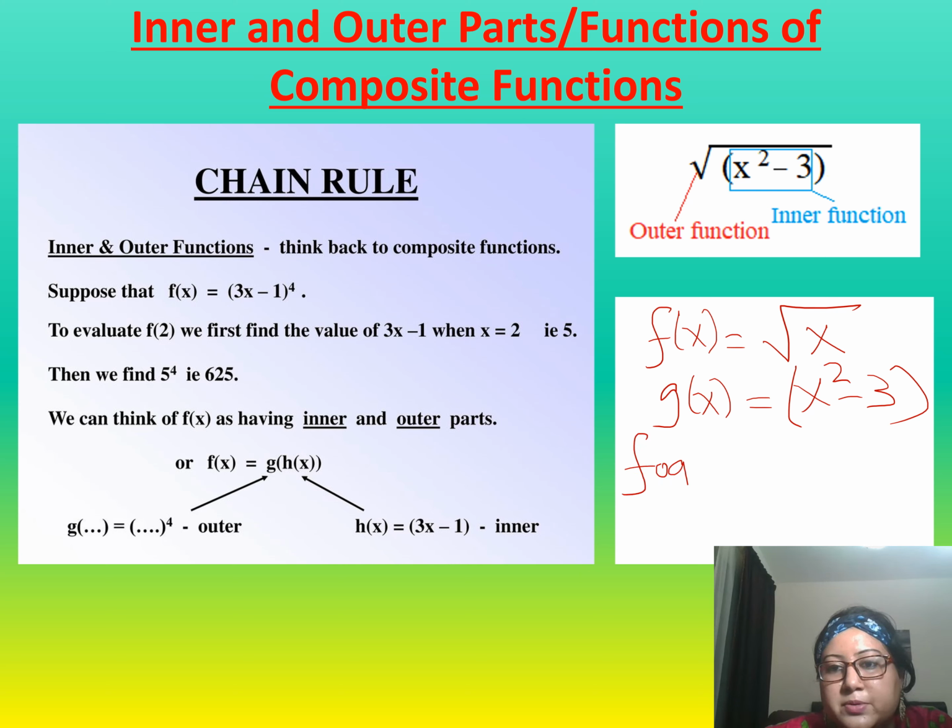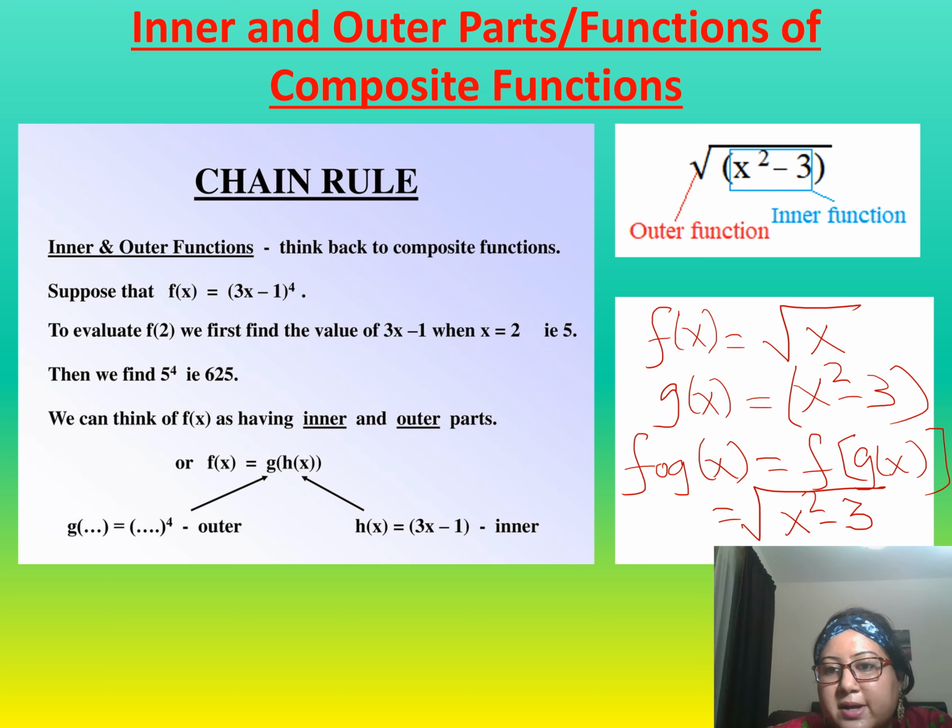Try and find the composite function f o g of x and see whether it is going to be the same function. If yes, that means we have done the correct thing. So f of g of x means wherever there is x, I substitute x square minus 3, and yes, definitely that is the given function. So this is f of x, which is your outer function, and this is g of x, which is your inner function. I hope with this example it is quite clear to you how to write and how to identify the inner and outer parts or the functions of a given composite function.